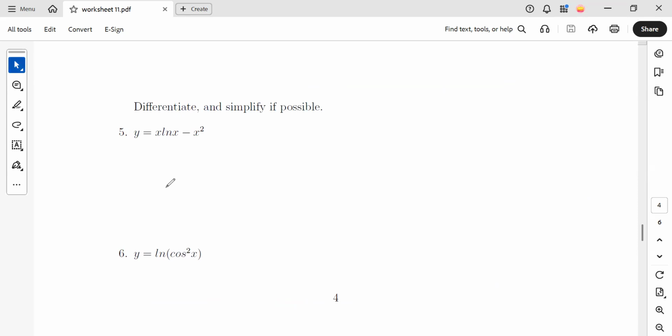This is about finding the derivative of ln of cosine squared of x. So dy/dx, the overall function here is ln. So it will be 1 over whatever you have inside the parentheses, which is cosine squared of x, times the derivative of that. So d/dx of cosine squared of x.